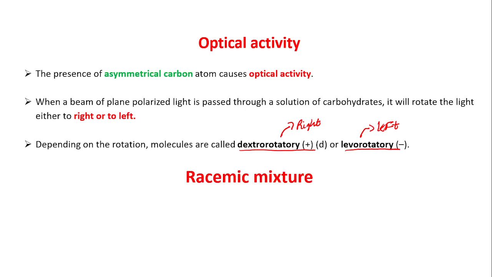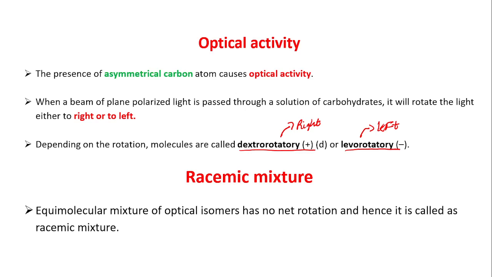Now, we have what we are calling a racemic mixture. So when you talk of a racemic mixture, this is whereby there is no single rotation. But for this part, it will normally be explained more in chemistry.